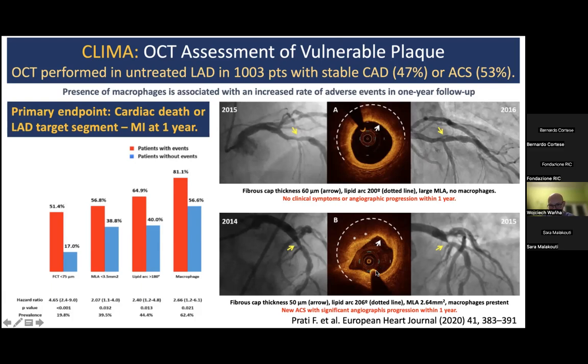In the lower part of those presentations, you see quite different patients with a fibrous cap thickness thinner than above, because over here we have 50 micrometers, lipid arc more than 200, MLA 2.6. However, the macrophages are present, and during the 1 year follow-up, there were adverse events. There was acute coronary syndrome, which was not in patients who did not have macrophages detected in the OCT.